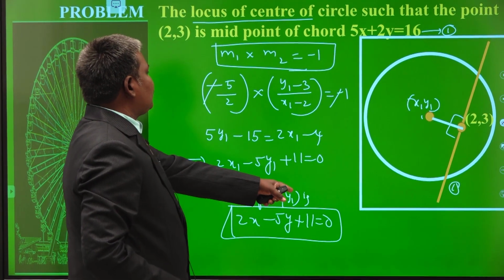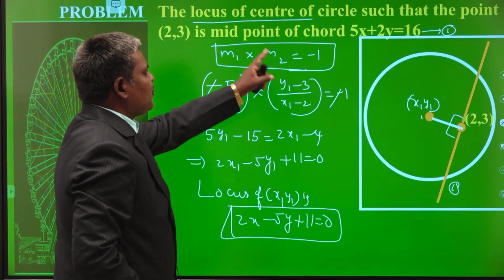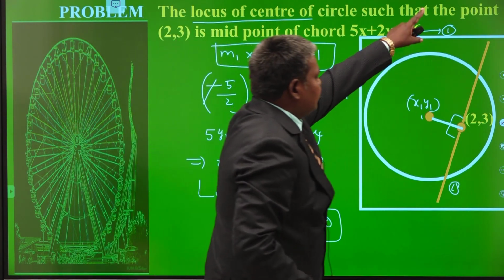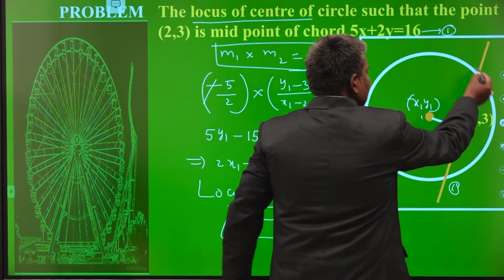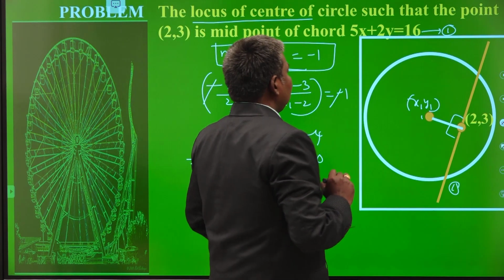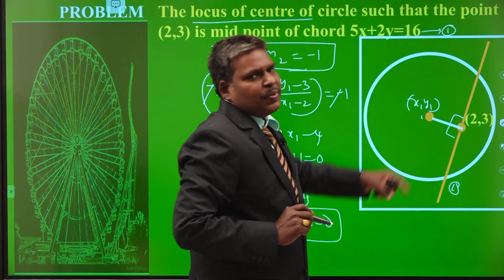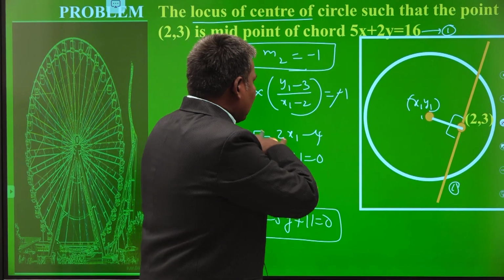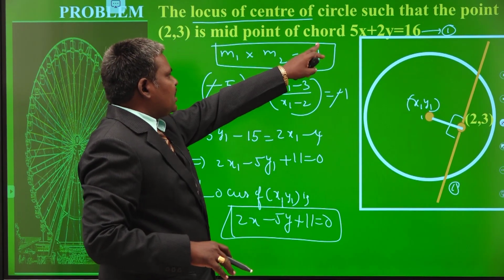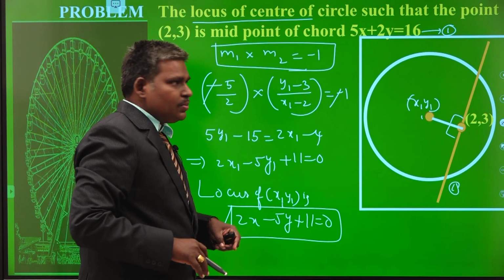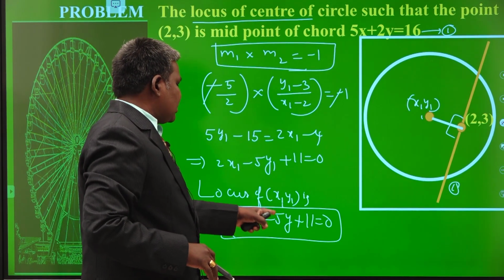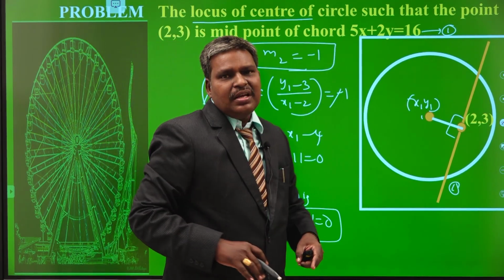2x minus 5y plus 11 equal to 0. This is always perpendicular to your chord. You can draw so many circles with this (2, 3) as the midpoint of the chord of this circle. So your locus is the line which is perpendicular to 5x plus 2y equals 16. That is, 2x minus 5y plus 11 equal to 0 is your required locus.